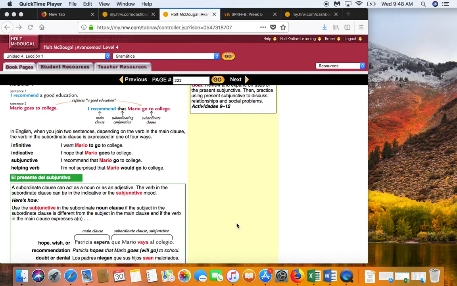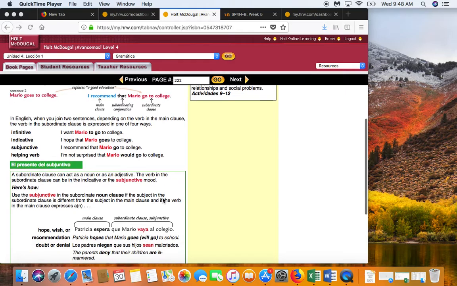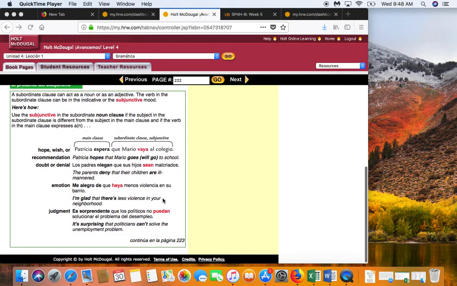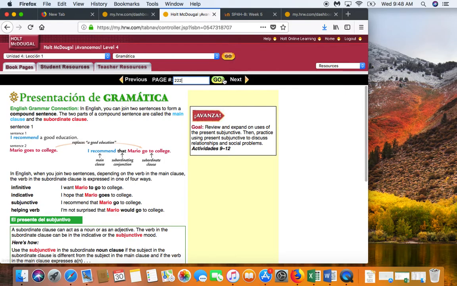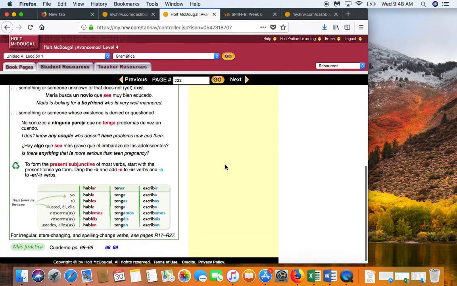Semana número 5. And the lesson for today is el presente del subjuntivo, present subjunctive. Okay? All right, so we are going to review. Let's see, it will move. All right, page number. Okay, which is right here.